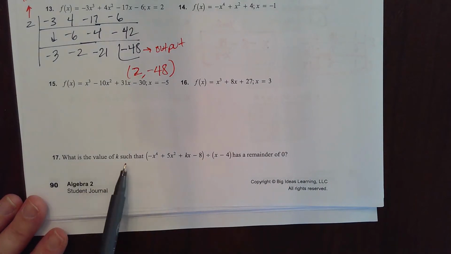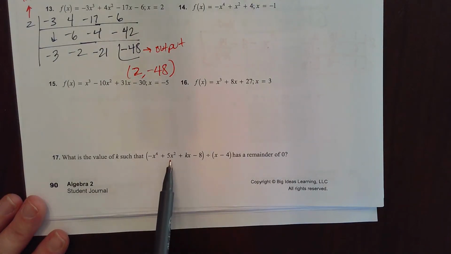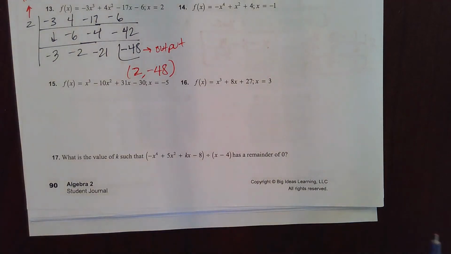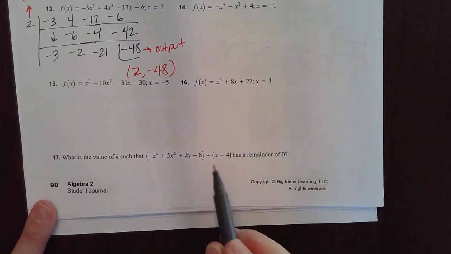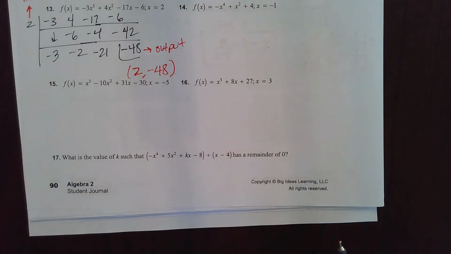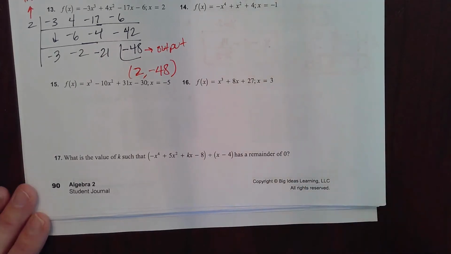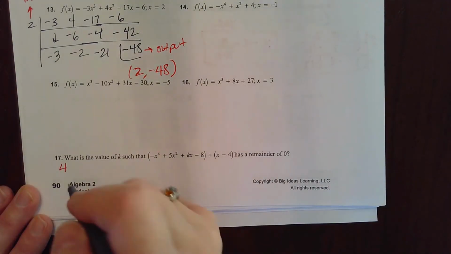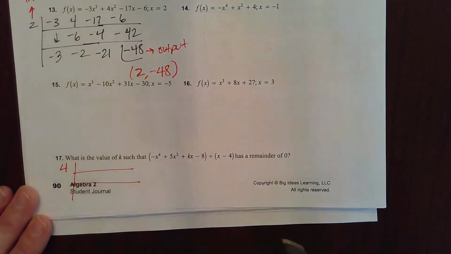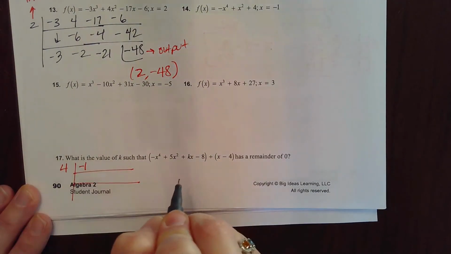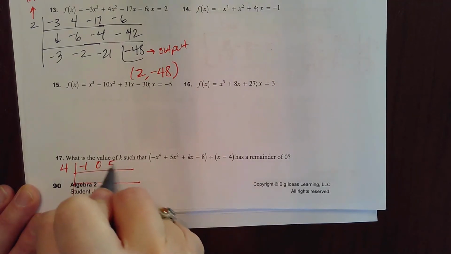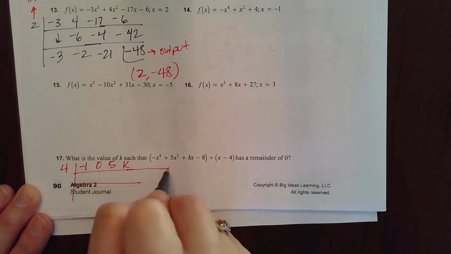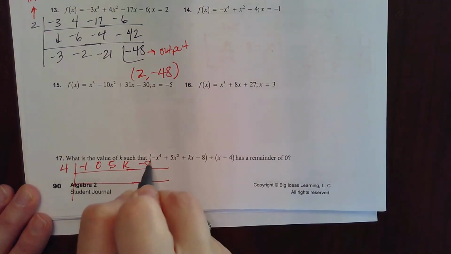It says, what is the value of k such that -x to the 4th plus 5x squared plus kx minus 8, when divided by x minus 4, has a remainder of 0. There are a couple of ways to do this as well, and I wanted to show you two. You could do synthetic substitution or synthetic division. There's not a whole lot of room down here, but I'll set up my synthetic division. -1 for my x to the 4th. Remember to put a 0 in for the x cubed, 5 in for the x squared, a k in for the x, and a -8.